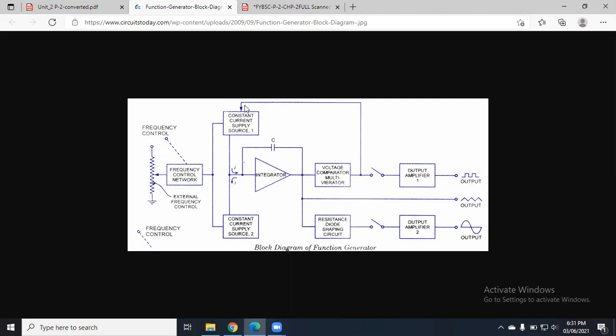Here, this constant current supply source provides voltage to the integrator for increasing the voltage, because the voltage rises linearly with respect to time, and this constant current source 2 will supply a reverse current so that its voltage will linearly decrease with respect to time.